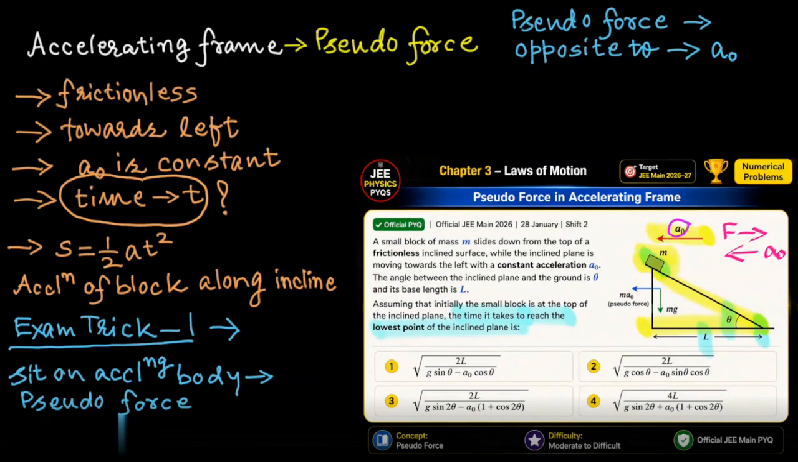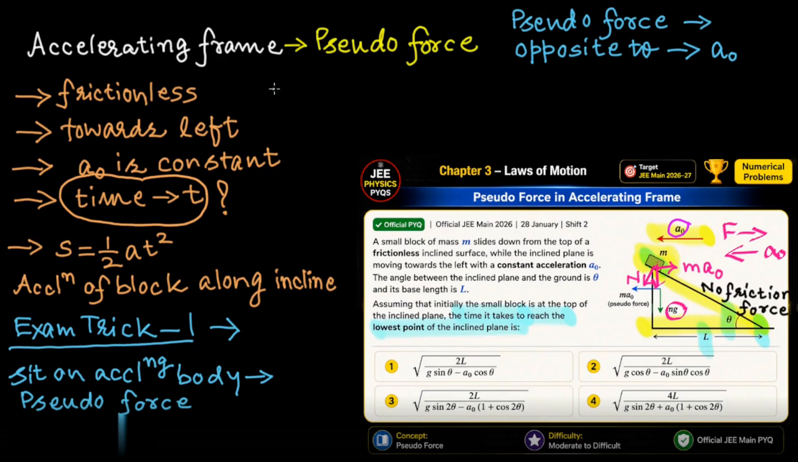Now let's draw the free body diagram. Only three forces act on the block: weight mg, normal reaction N, and pseudo force m a0. Since the surface is frictionless, there is no friction force. Now resolve only those forces that act along the incline.